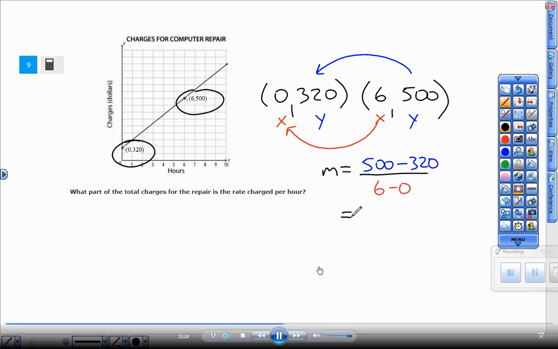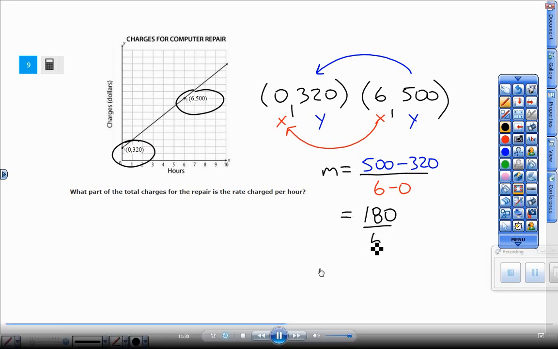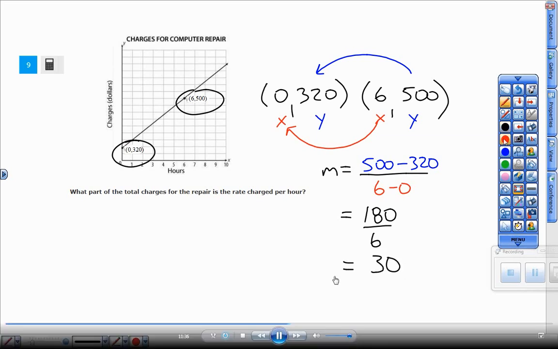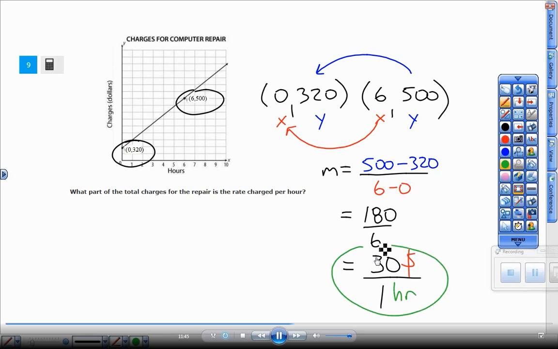That gives me 180 divided by 6, which divides out to 30. Make sure you have the units. $30 for every 1 hour. Do not put 30 charges per hour. $30 for every 1 hour.